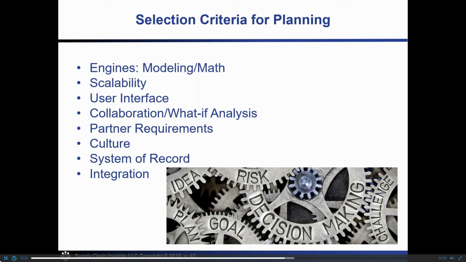Your first thing that you should do is model the math, backcast. Take 2 to 3 years of history, try to backcast and model for 2018. Then you need to test scalability. How many users do you have? What's the scalability of the data? What user interface do people prefer? What's needed for collaboration and what-if analysis? Only a third of companies have what-if analysis. What are your requirements for systems in your organization? What is your culture? What is the system of record? And then the last piece to consider is integration.